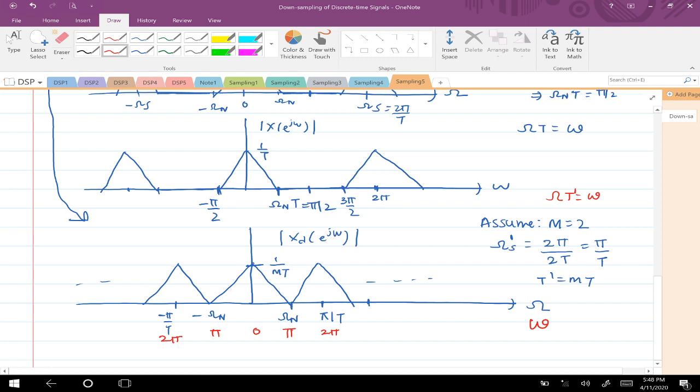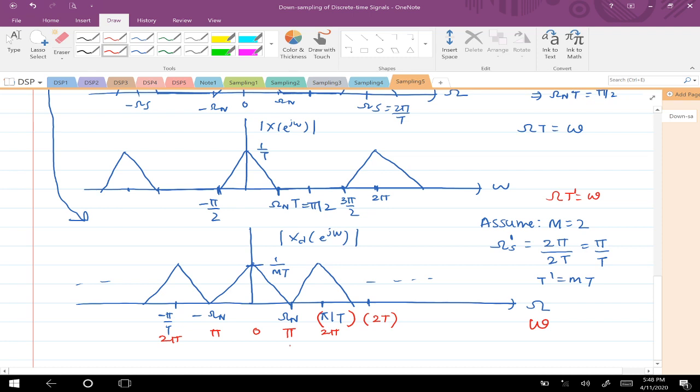Hope that is clear. How do I get it? Because this needs to be, for example, multiplied with mt. M is equal to 2, so that's multiplied with 2t. So with that I would be getting 2 pi. The same logic here: this was actually omega n times t is pi by 2. Multiplied with 2, you get pi here.